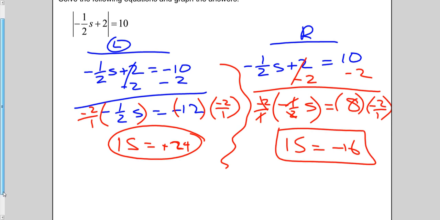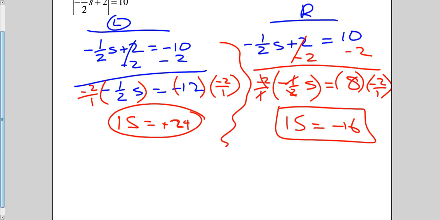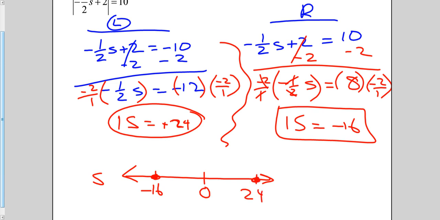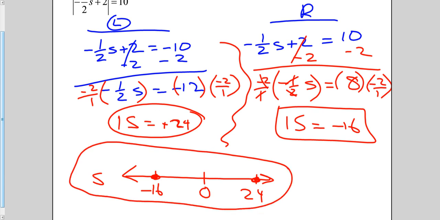I now must graph them. And so if I were to graph this, this is the s-axis. So I have a point at negative 16. This is 0, and I have a point at positive 24. And now I have graphed my answer and solved for my answer. Remembering for my absolute value, I should get 2 points, and those 2 points are a certain distance away from each other.